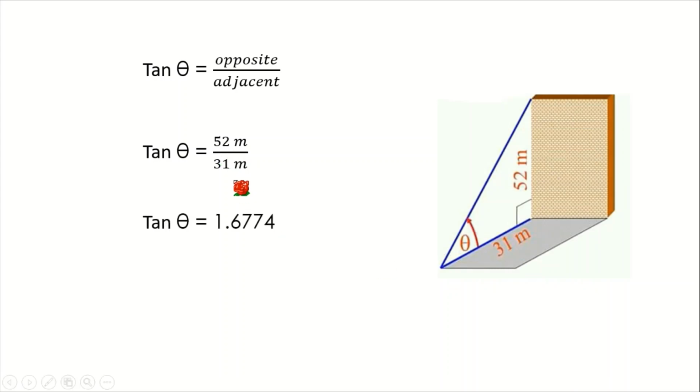Okay, so 52 divided by 31 is 1.6774. But since we're looking for the degree, so kailangan nating kunin yung degree ng 1.6774. So sa scientific calculator nyo, you can press shift, tangent, then 1.6774, and that will give us 59.2 degrees. So, ibig sabihin, yung angle na nabuo from the tip ng shadow ng ating building, paitaas, is 59.2 degrees. Alright?